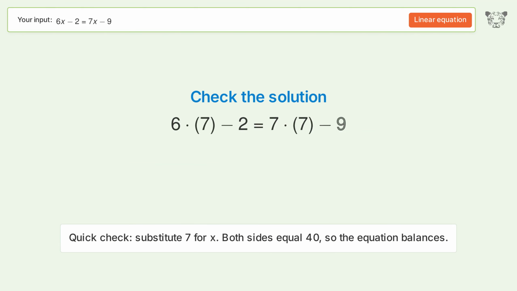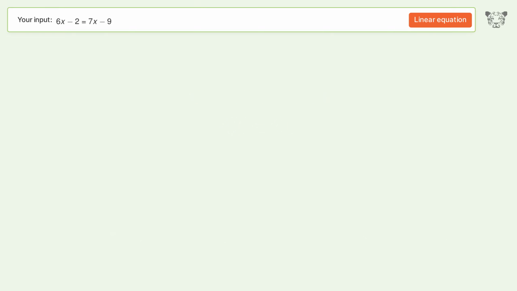Quick check. Substitute 7 for x. Both sides equal 40, so the equation balances. So, x equals 7.